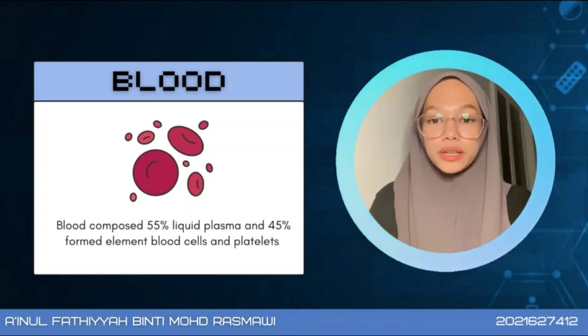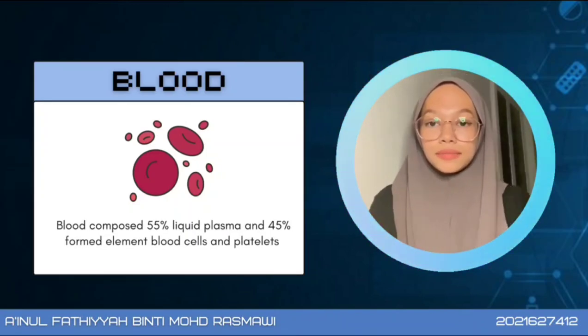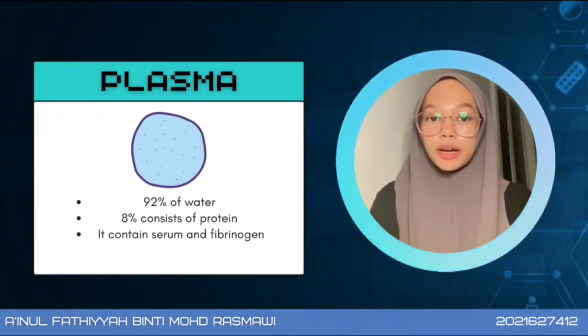I'm going to present about the components of blood. Blood is the fluid tissue in the body. It is composed of 55% liquid plasma and 45% blood cells and platelets. Plasma is the liquid portion of the blood, straw in color, that contains nutrients, hormones, and waste products.